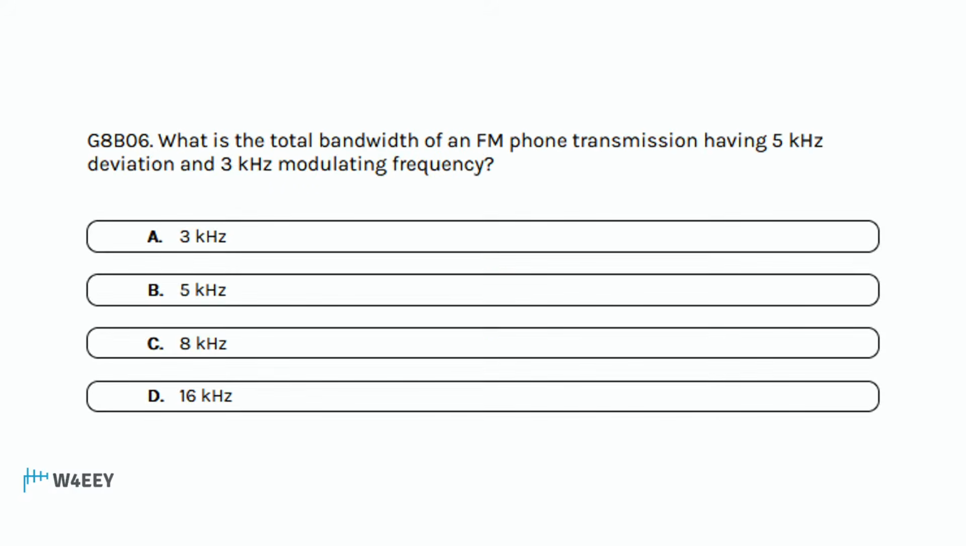All right. And what is the total bandwidth of an FM phone transmission having 5 kilohertz deviation and 3 kilohertz modulating frequency? It's Delta. Carson's bandwidth rule, 5 plus 3 times 2, 16 kilohertz.